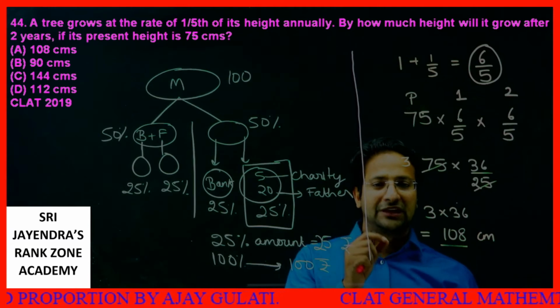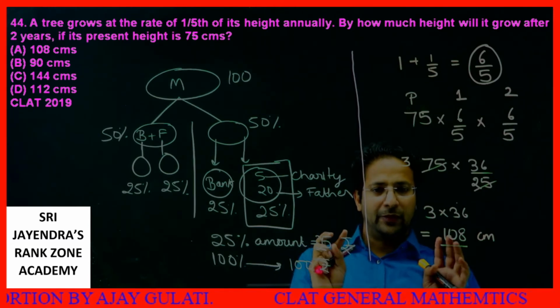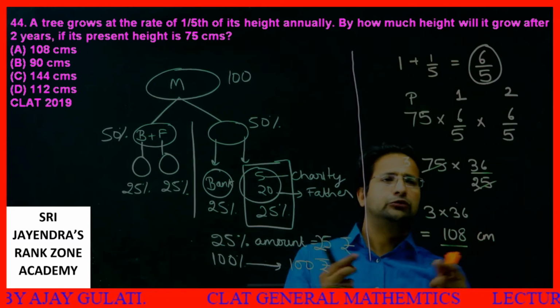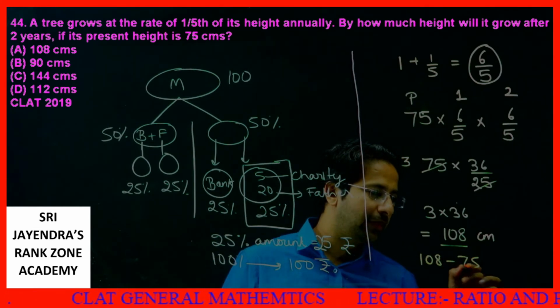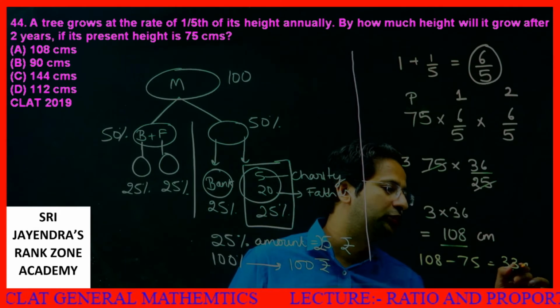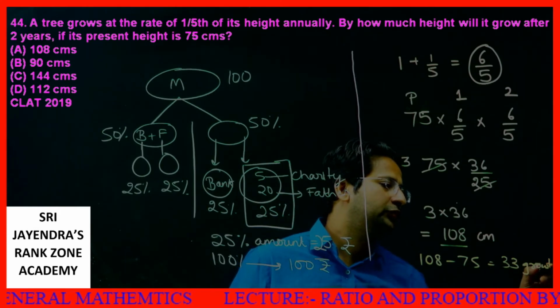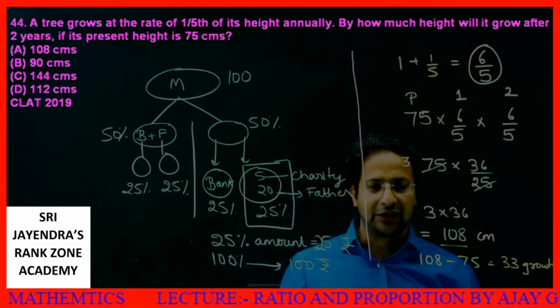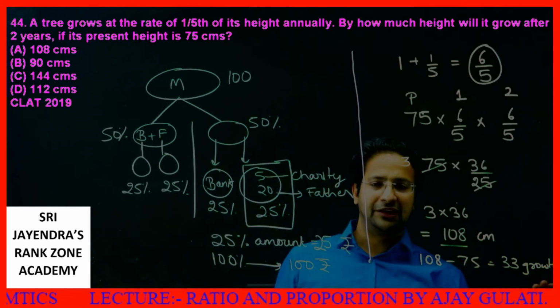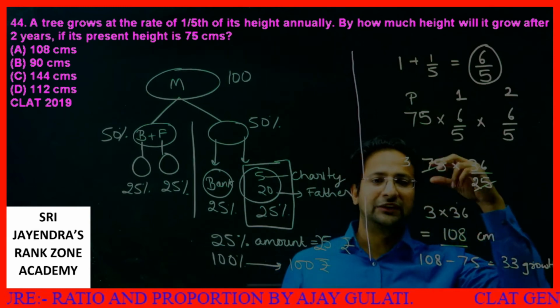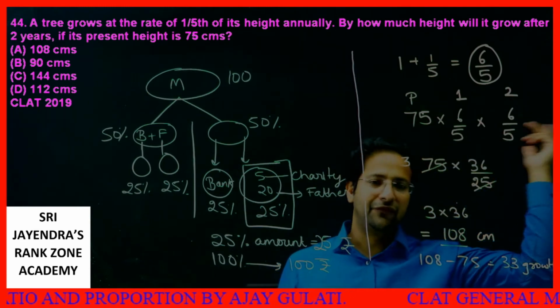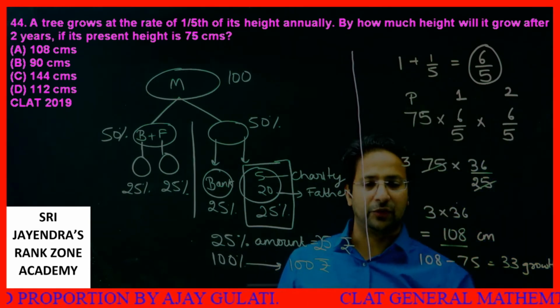By how much height? So you have to make clear, the answer could also be 33. How come 33? 108 minus the growth, minus previous height. This 33 is the growth. So there is a bit of ambiguity in the language. What does the word precisely mean? But since there is no option like 33, I'm going with 108. I am assuming that by how much height the tree grows means what will be the final height. So the final height will be 108.